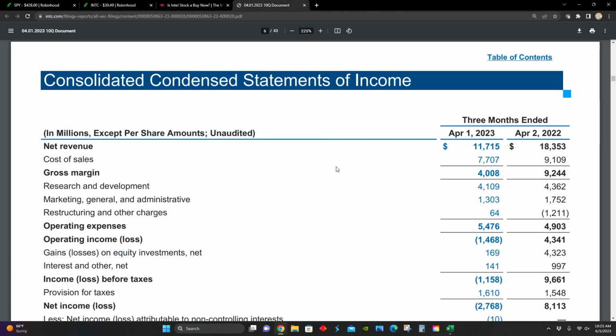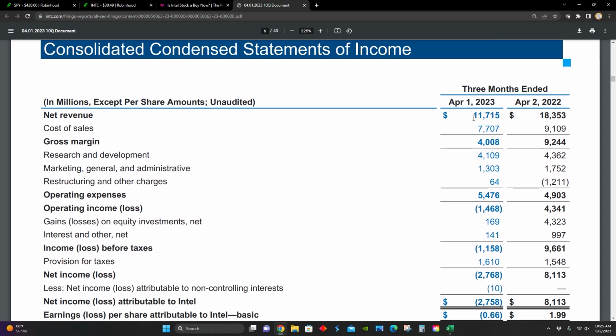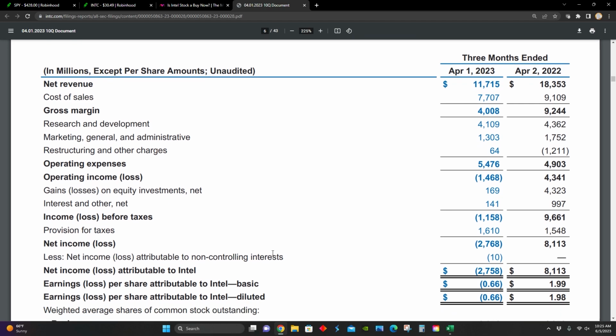And so these are their financial statements. I'm gonna look at their income statement, balance sheet, and cash flow statement. We can see right here, net revenue declined from 18 billion to 11 billion year over year. That's the 36% decline that we talked about from the article. And then net income declined from $8.1 billion of net income in the first quarter of 2022 to a $2.7 billion net loss in the first quarter of 2023. That's a decline of 134% year over year. So pretty bad, pretty bad.